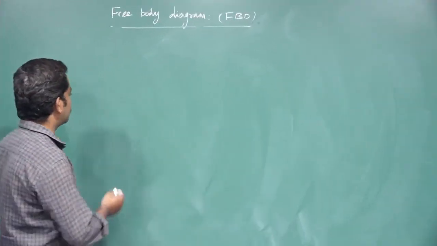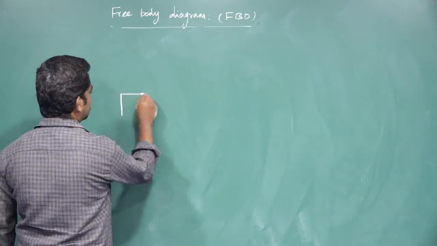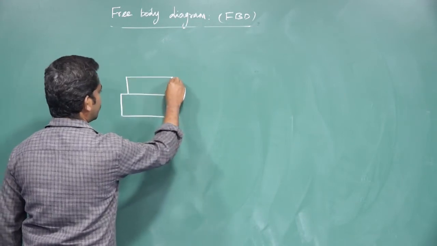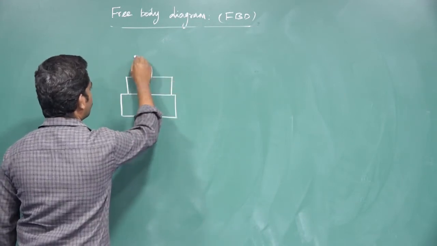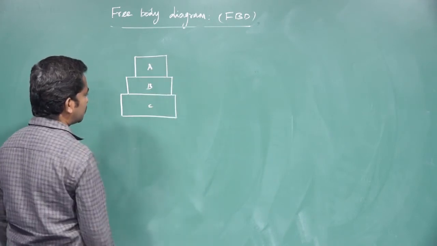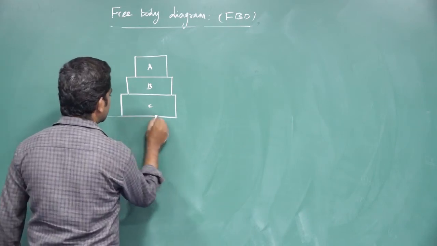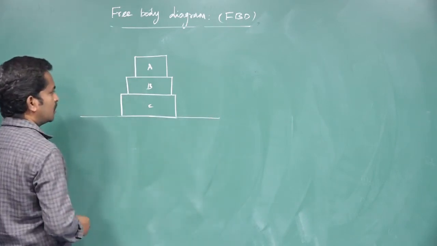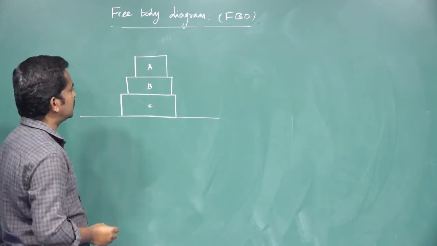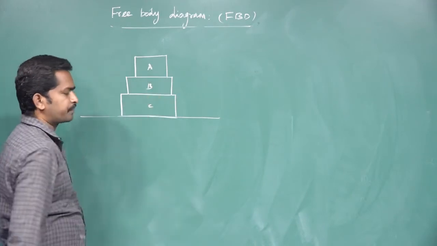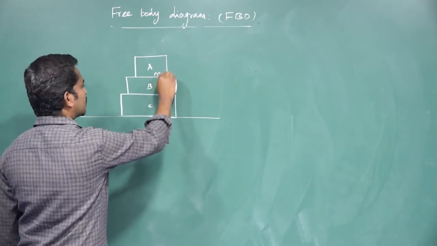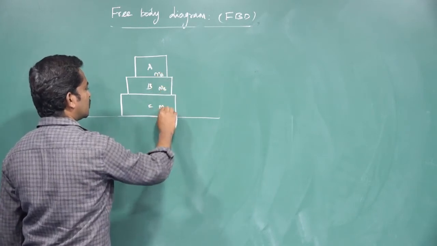Next example, 3 objects. Block A, block B and block C are placed on the table. Just draw the free body diagram of these blocks. You know well block A, block B, block C. I want to take them simply as A, B, C. The mass is MA, the mass of B is MB, and the mass of C is MC.